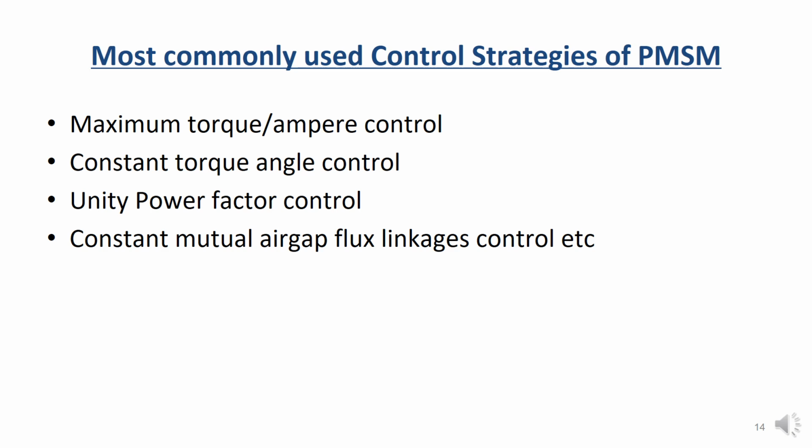The most commonly used control strategies of PMSMs are maximum torque per ampere control, constant torque angle control, unity power factor control, and constant mutual air gap flux linkage control. Out of these, the first one, the maximum torque per ampere control method, is the commonly used one.